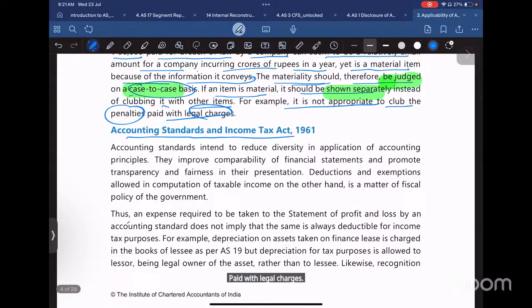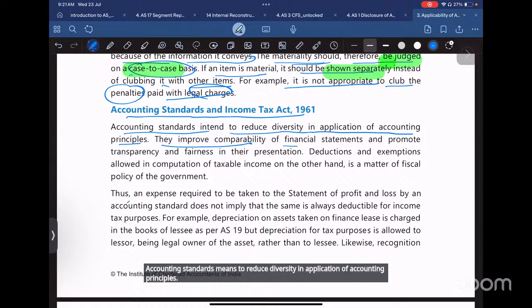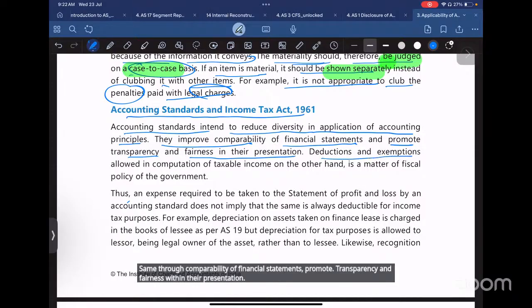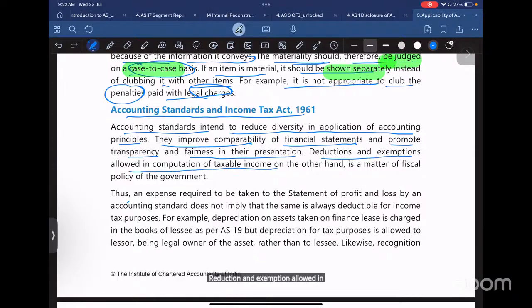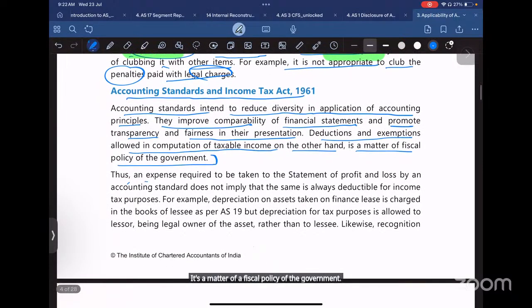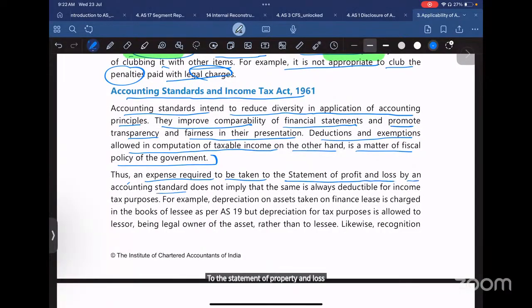Accounting Standards and the Income Tax Act 1961. Accounting standards intend to reduce diversity in application of accounting principles. They improve comparability of financial statements, and promote transparency and fairness in their presentation. Reduction and exemption allowed in computation of taxable income, on the other hand, is a matter of fiscal policy of the government. Thus, an expense required to be taken to the statement of profit and loss by an accounting standard does not imply that the same is always deductible for income tax purposes.